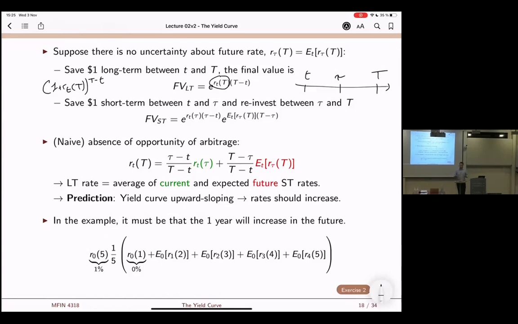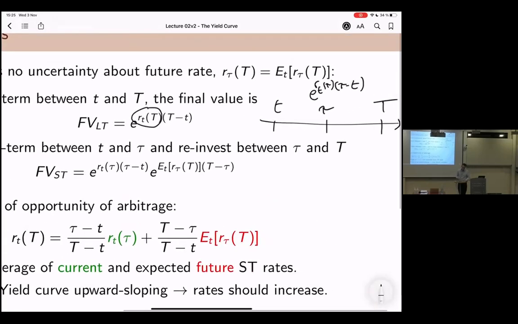Now, suppose you do it short term, right? If you do it short term, you put $1 to work. How much do you get by date tau? Well, you get the interest rate on your dollar, so you get exponential of R_t,tau times tau minus t. Okay, you get that. Now you're going to reinvest that dollar, right? You get this, and you're going to reinvest, and how much you get is given by this, right? Here, we're taking a shortcut. We say, okay, what is the interest rate you're going to get? You're going to get the expected value of the interest rate. We take an expected value because we don't know this rate for sure.